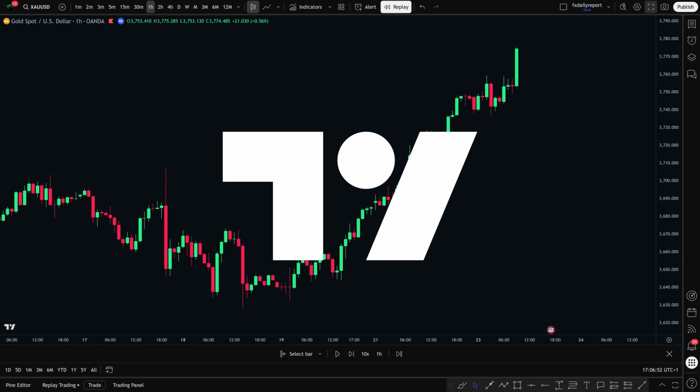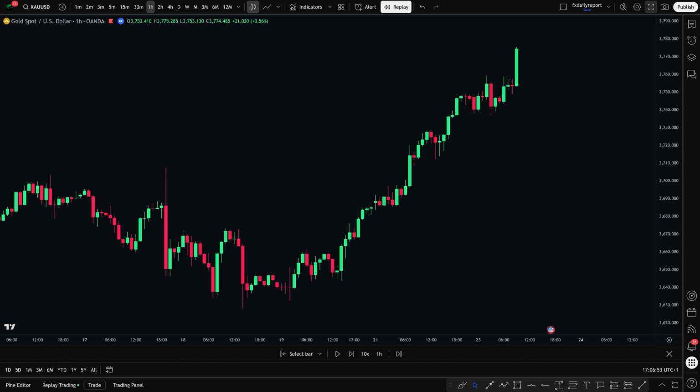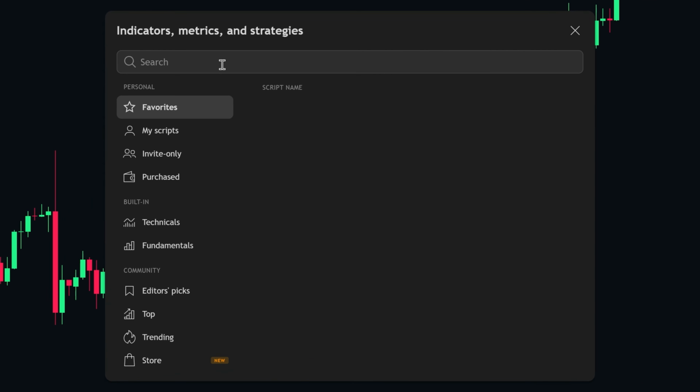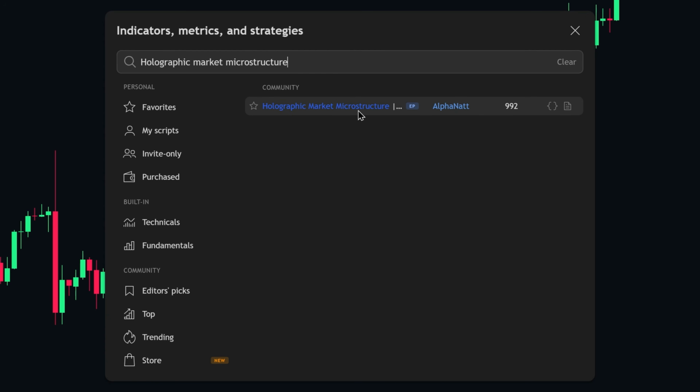First, open TradingView and click on the Indicators tab at the top of your chart. Next, type Holographic Market Microstructure into the search bar. Select the indicator created by AlphaNatt, and it will instantly load on your chart with the default settings.